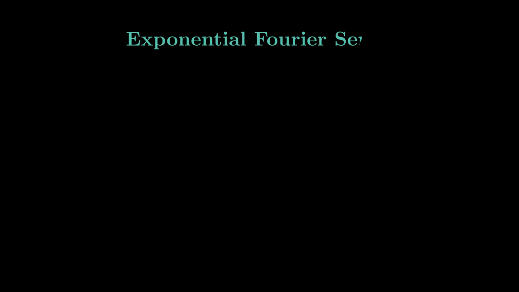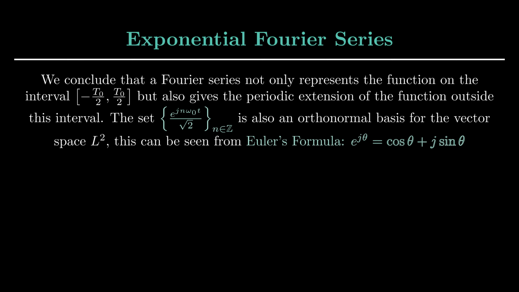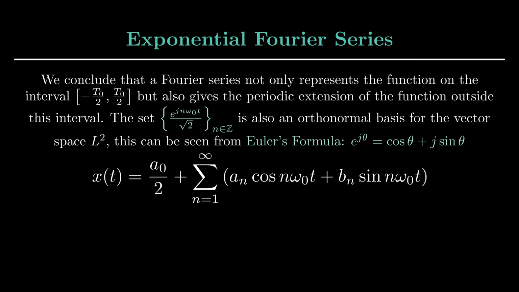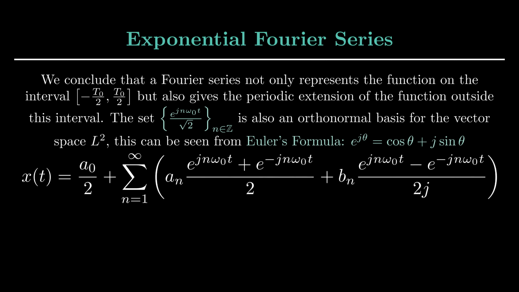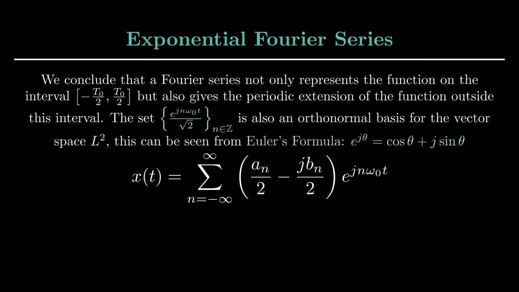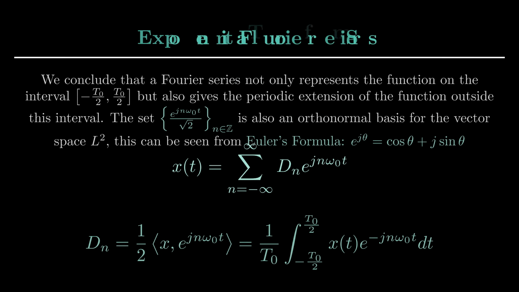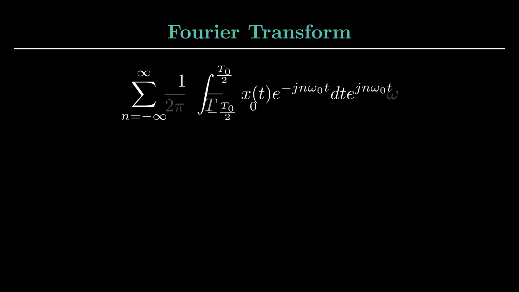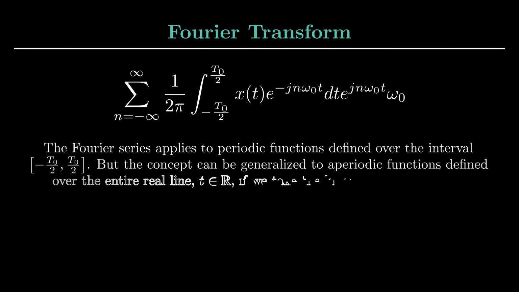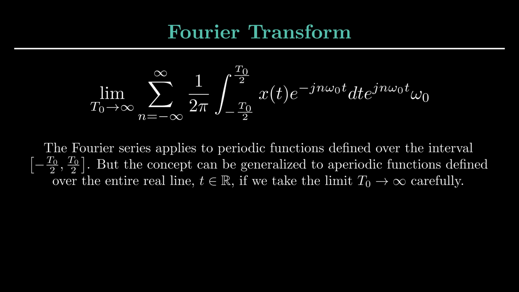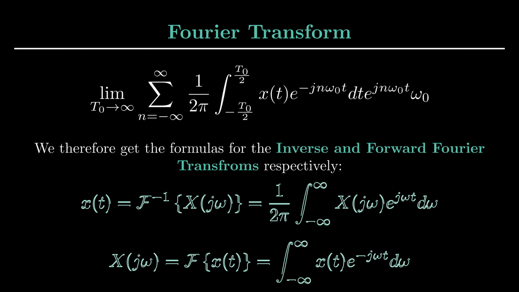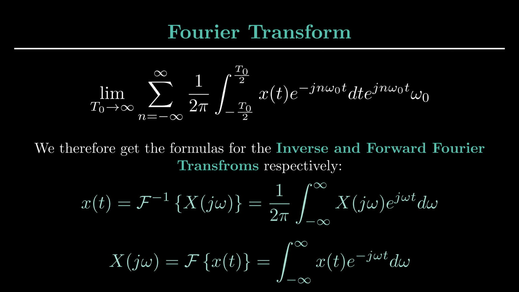But sinusoids are not the only orthonormal basis we can use. Using Euler's formula, we can reach a more elegant form of the Fourier series, the complex exponential form. Exponentials also form an orthonormal basis for the vector space of all square integrable functions. This form is especially useful for generalizing the Fourier series representation to aperiodic functions, defined on the entire real number line. By taking the limit of the Fourier series as the interval grows, we get the Fourier transform.